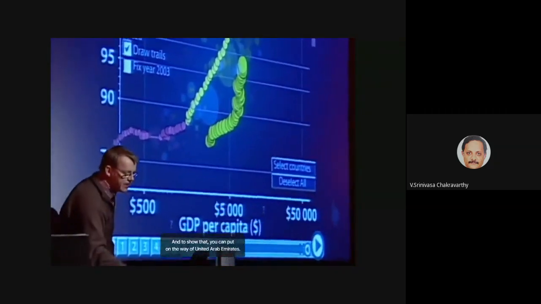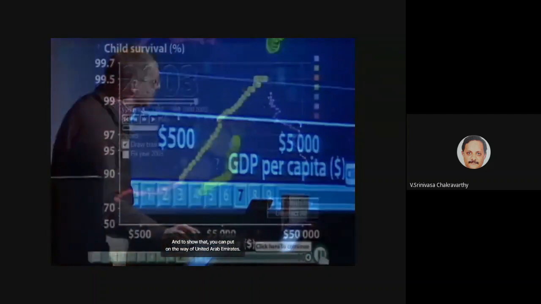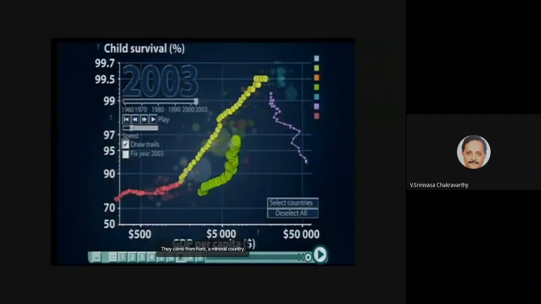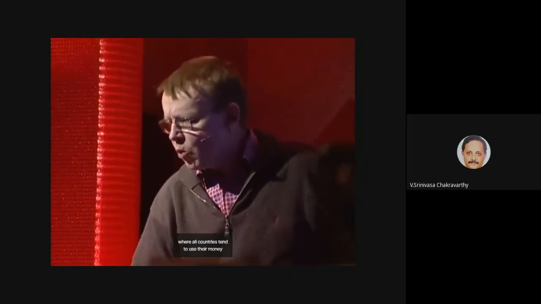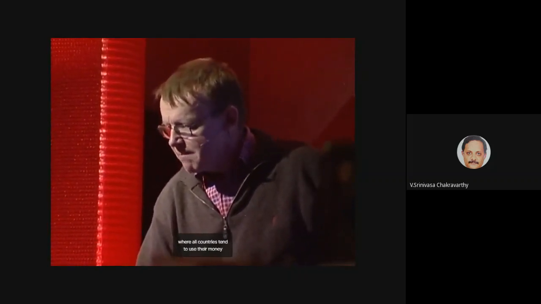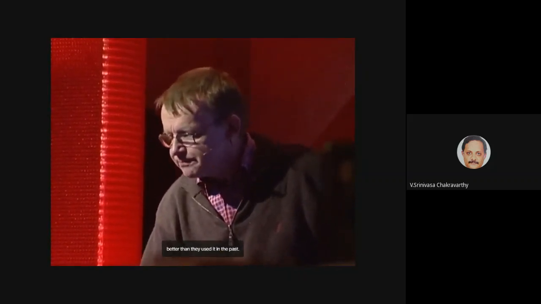And to show that, you can put on the way of United Arab Emirates. They came from here, a mineral country. They got all the oil, they got all the money, but health cannot be bought at the supermarket. You have to invest in health. You have to get kids into schooling. You have to train health staff. You have to educate the population. And Sheikh Zayed did that in a fairly good way. And in spite of falling oil prices, he brought this country up here. So we got a much more mainstream appearance of the world, where all countries tend to use their money better than they used in the past.